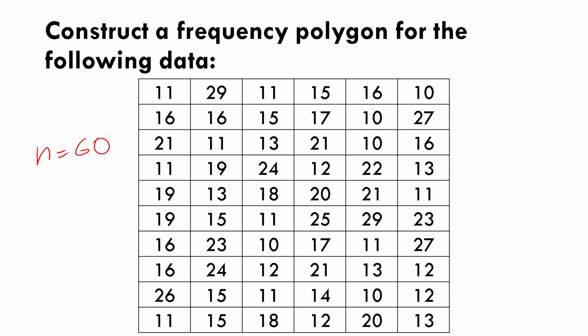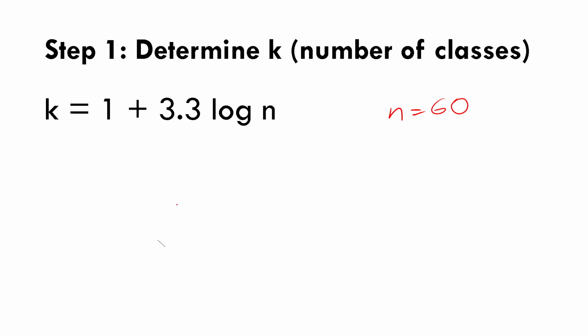First step is to determine the value of k, which is the number of classes for our frequency distribution. In this scenario, we'll have to use this formula. Again, there are a lot of variations of this formula, but we'll just settle on this formula, okay? Now, as I have mentioned, n, or the number of data points, is 60, which means n here will be substituted by 60.